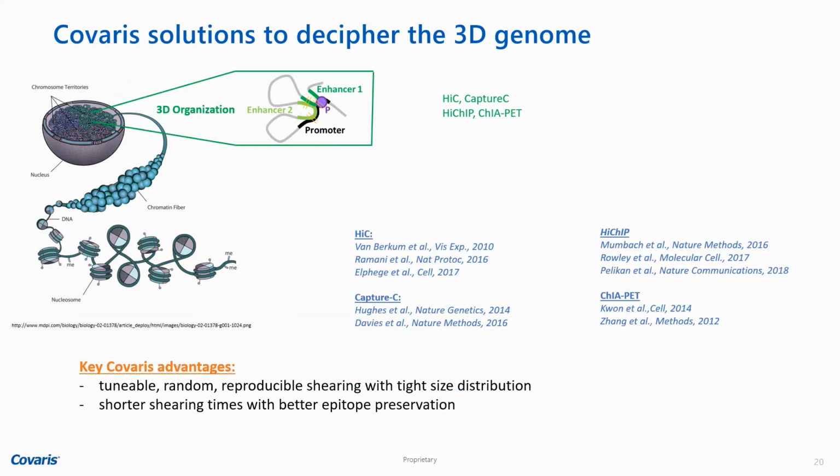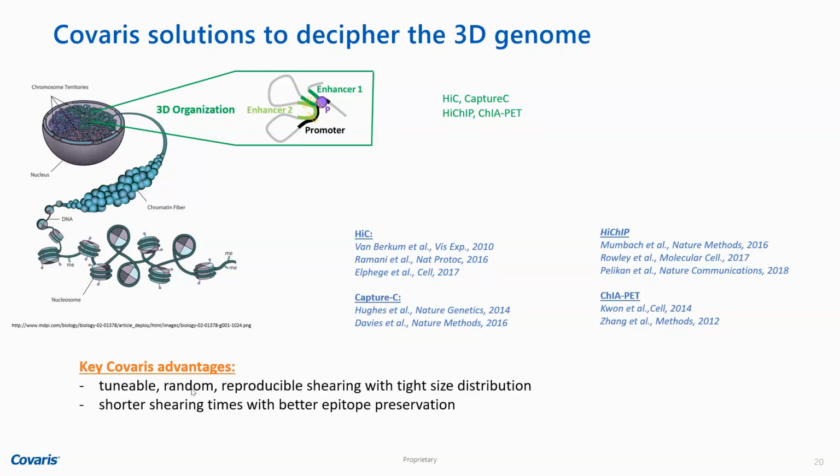And why people are choosing Covaris for these applications is because it's a tunable instrument, so you can tune the energy not only in one or two steps, but you can completely adapt the energy to the process that you need to do.